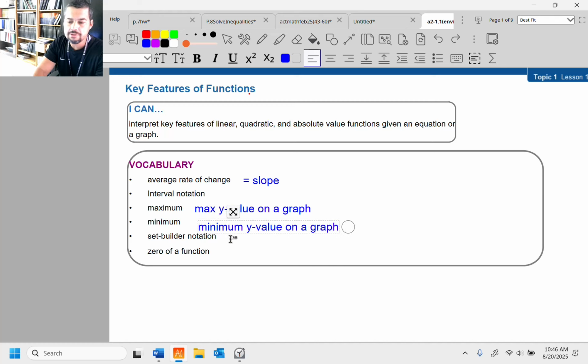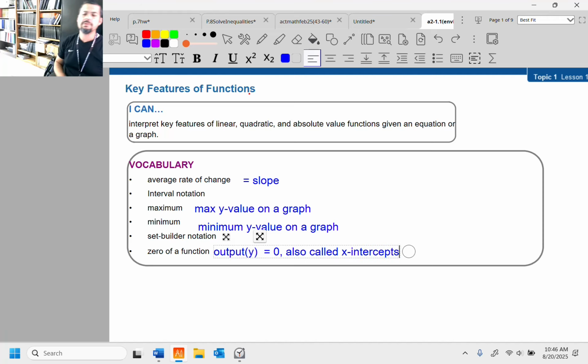Of course, set builder notation is something we've been doing. Zero of a function is a very good definition. Zero of a function is literally where the output is equal to 0. And when I say output, I mean y is equal to 0. We also call these x-intercepts. I don't know if I talked too much about zeros throughout this lesson. Sometimes I forget about it.